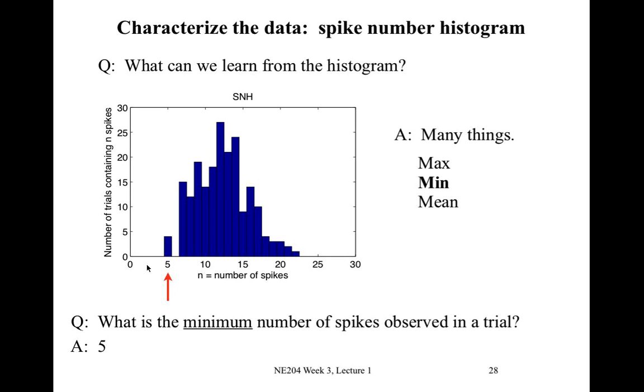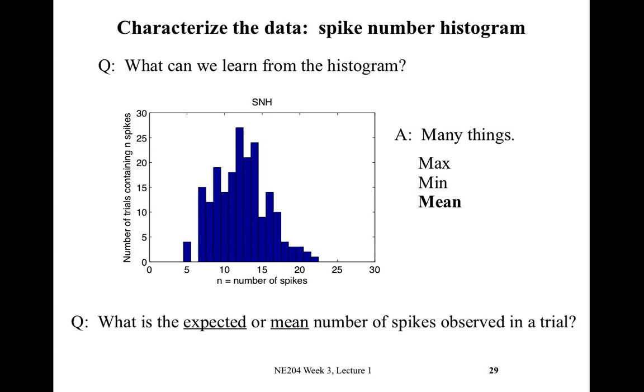Now notice our axis, it has values less than 5. So why don't we say that 1 spike per trial is the smallest we observe? Well, we actually don't observe any trials that have 1 spike. If we look at our histogram, how many trials contain 1 spike? None. The number of trials that contain 1 spike in this case, this bar has no height, is 0.